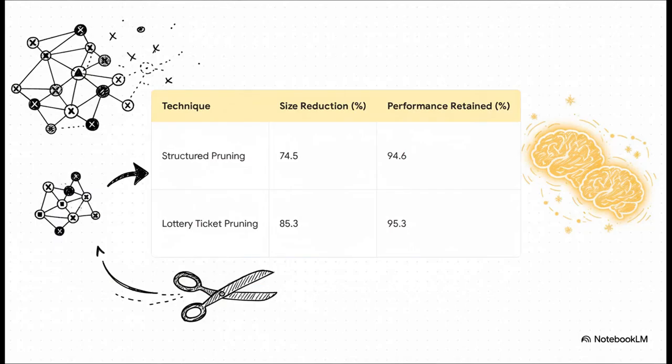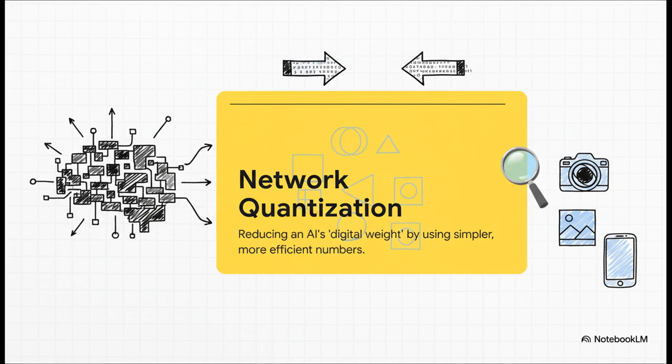And does it work? Oh yeah, the results are seriously impressive. A clever technique called lottery ticket pruning can strip out over 85% of a model's connections, which makes it way, way smaller, while it still holds on to over 95% of its original smarts. That's a huge win. Okay, technique number 2 is network quantization.